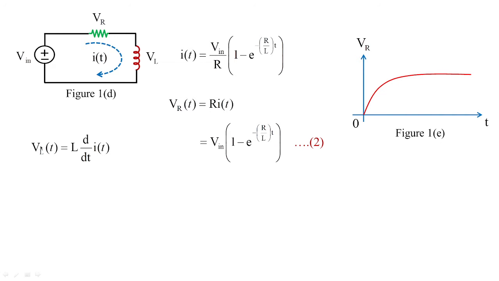We know that VL of t is equal to L dI by dt. This is from Faraday's law of electromagnetic induction.